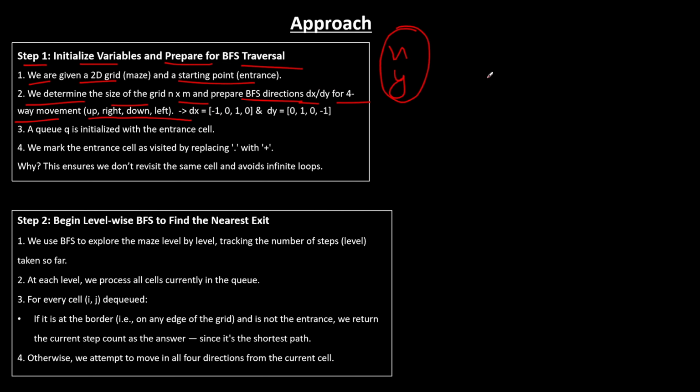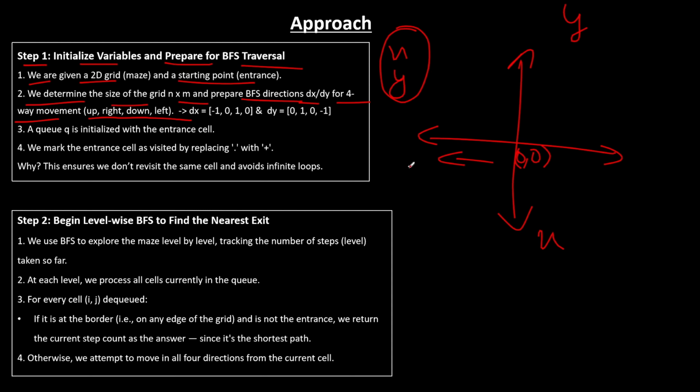Okay, let me explain this to you. Suppose this is the grid, right? Let this be y, let this be x, and this is 0, comma 0. If we have to go to the left, what will happen? This is the row, correct? So row is not changed, but the column has been changed. So you will do -1, right?